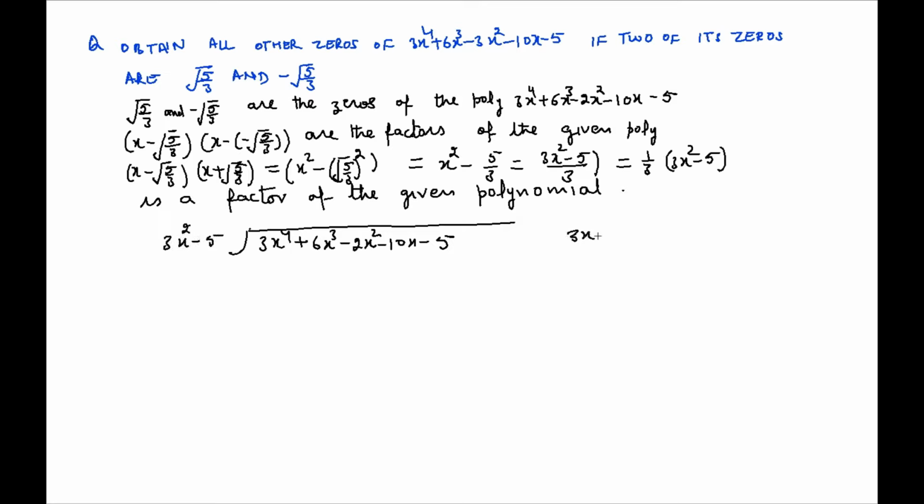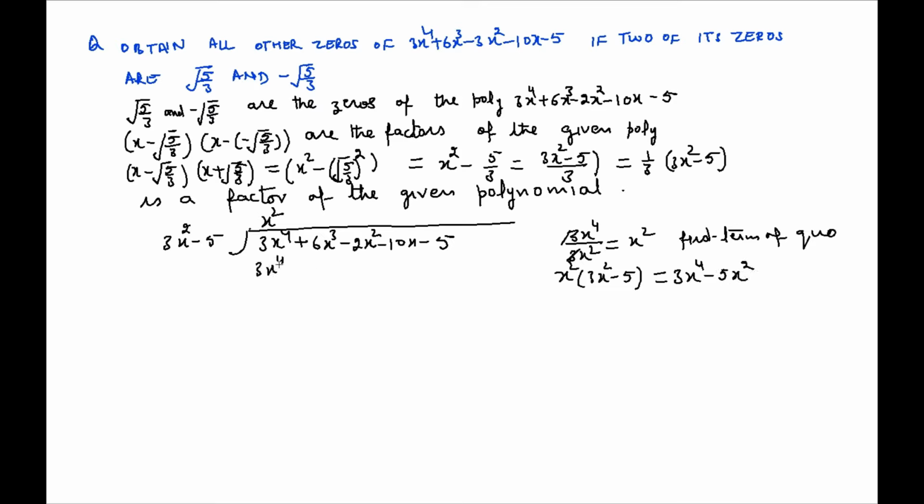Write 3x4 in the numerator, 3x square in the denominator. You will have x square, the first term of the quotient. So write x square here. So multiply x square by 3x square minus 5. You have 3x4 minus 5x square. So write 3x4 minus 5x square. Change the sign. The first term is cancelled. You will have 6x cube plus 3x square minus 10x minus 5 as the new dividend.